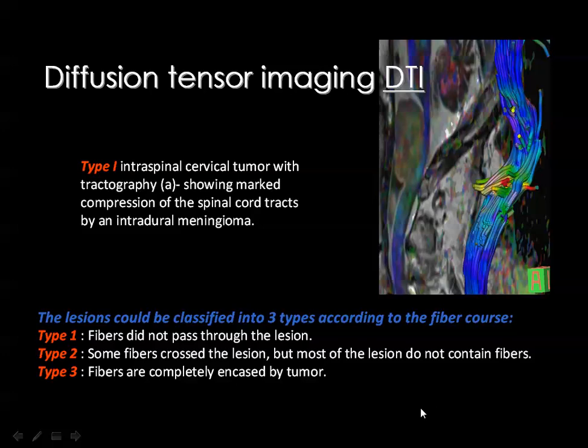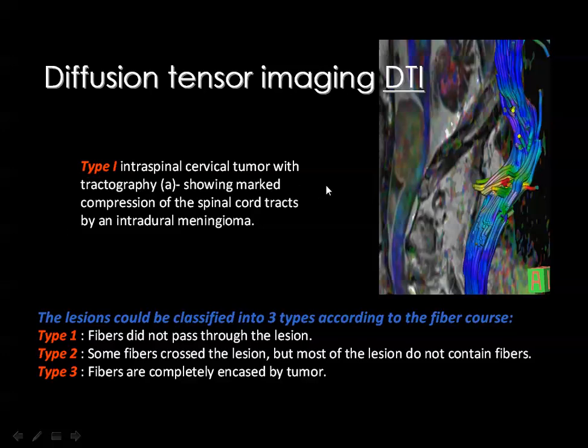divide the lesions inside the substance of the spinal cord into 3 types according to cord fiber involvement. Type 1 indicates that fibers of the spinal cord do not pass through the lesion. In type 2, some fibers are seen crossing the lesion, but most of the lesion does not contain fibers of the tracts. In type 3, fibers are completely encased by the tumor. And this is just an example of type 1.